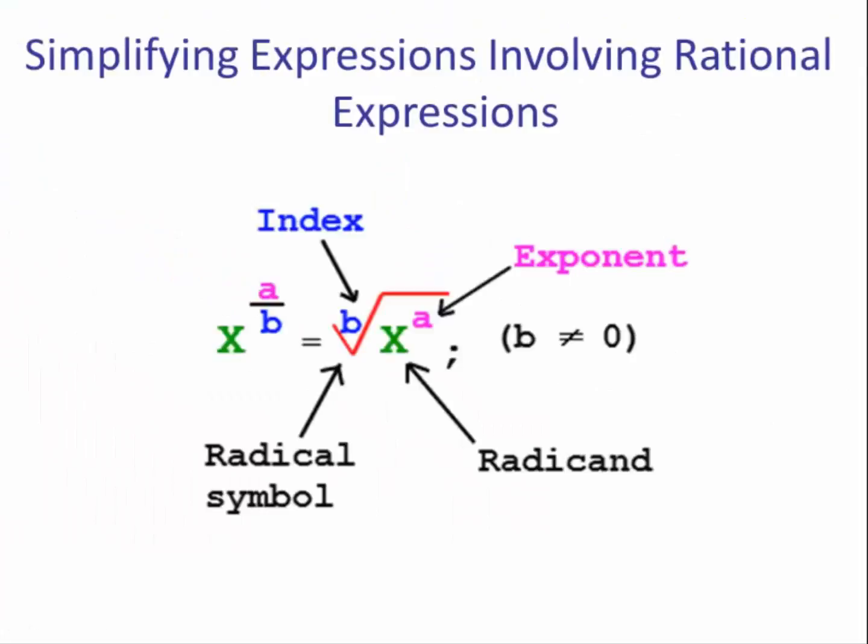So let's summarize. When we have a base that is raised to a fraction, a rational number, the denominator is the index, the numerator is the power, is the exponent of the number that will be in the radicand. So the denominator is the index and the numerator is the exponent of the number in the radicand.